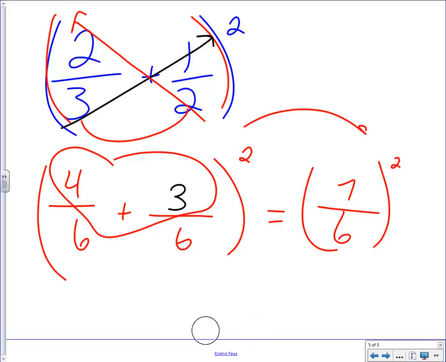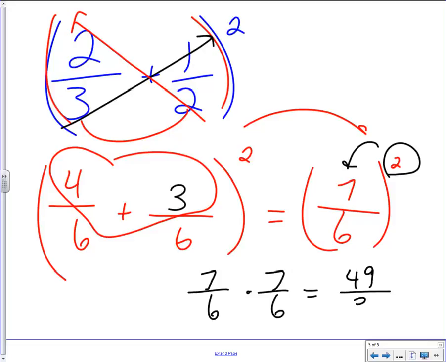And so for me to find this answer, I need to take 2 of what I have inside, so it's 7/6 times 7/6. And so I multiply straight across the top and get 49, straight across the bottom and get 36. So this is my final answer.